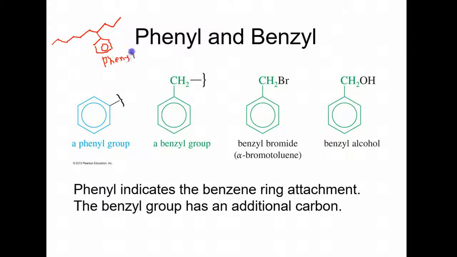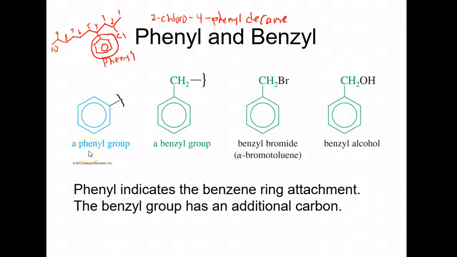Where this becomes a substituent hanging off of my parent chain. So let's say I have a chlorine right here. So this is 1, 2, 3, 4, 5, 6, 7, 8, 9, 10. So the name of this would be 2-chloro, 4-phenyl, decane. When your aromatic ring is a substituent, it's called a phenyl group.